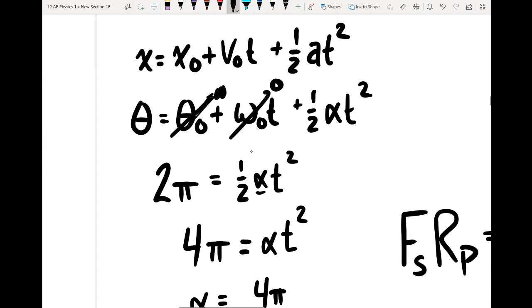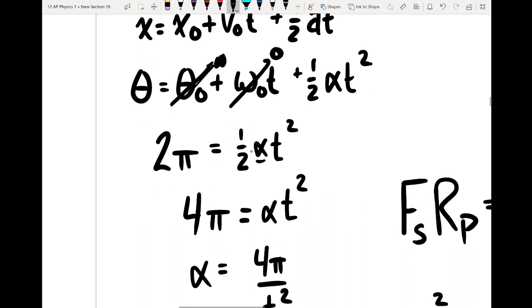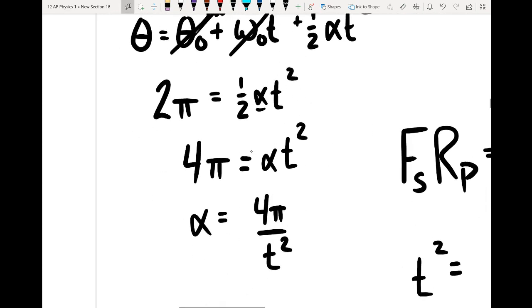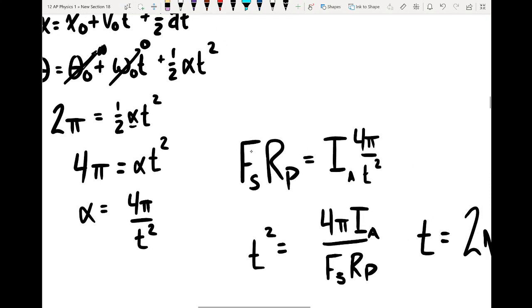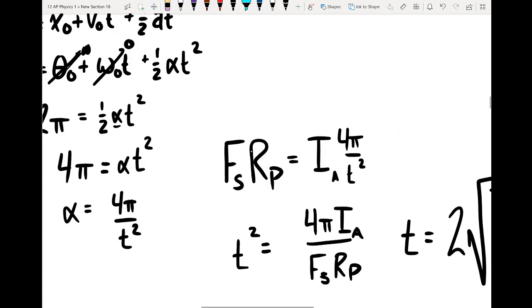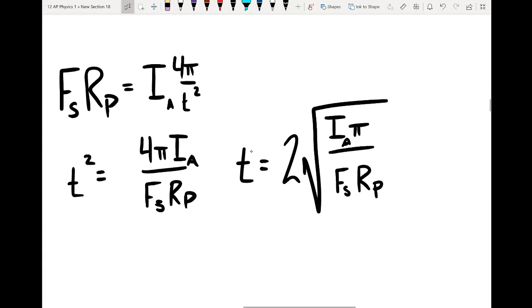So let's multiply both sides by 2: 4 pi equals alpha t squared. Alpha equals 4 pi over t squared. And now let's sub this in. Again, we want time in our equation. We want to know the time for one full rotation. So we can sub in this alpha, and then rearrange everything we have over here for time. And we end up with this equation.